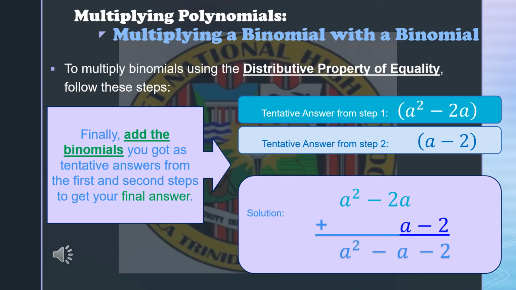If you notice, the product of binomials is a trinomial, or a polynomial with three terms. Take note of this answer as we look at the process for using the FOIL method.